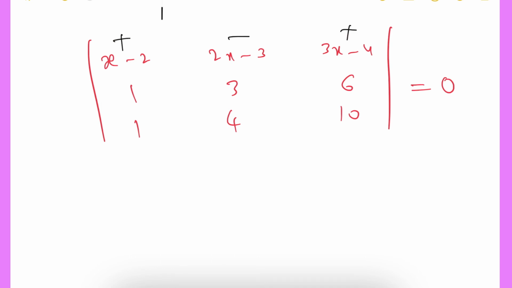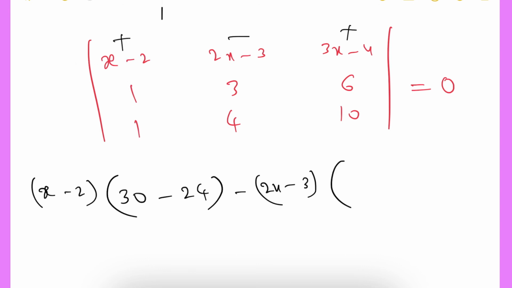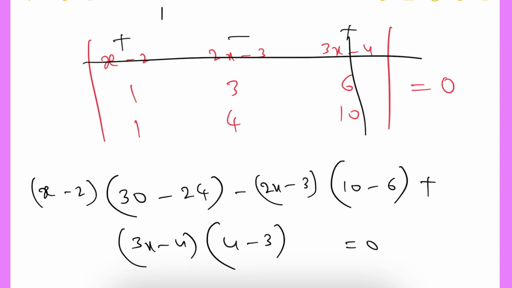Okay, now x minus 2 into, if we delete the x minus 2 row and column, 3 into 10, 30, minus 4 6s are 24. Then comes minus 2x minus 3 into, deleting the complete row and column of 2x minus 3, then remains 1 10s are 10, minus 1 6 is 6. Then last element plus 3x minus 4 into, if we remove the row and column, 1 4 is 4, minus 1 3 is 3, which equals 0.